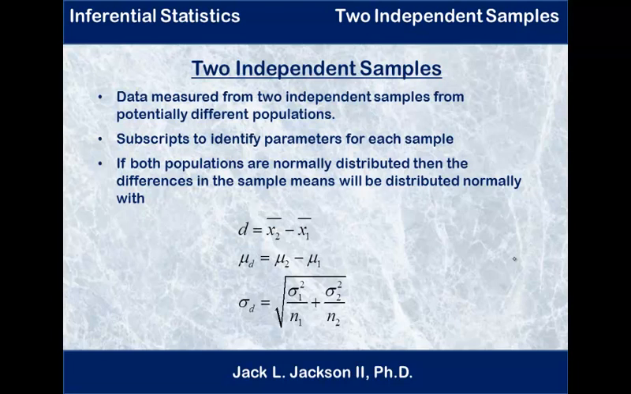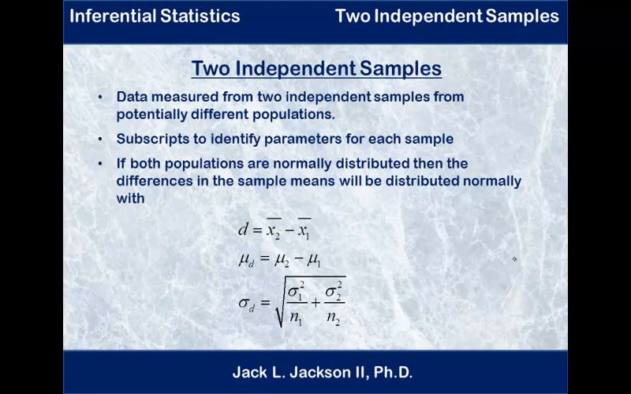So it turns out if both populations are normally distributed, then the difference in sample means will also be distributed normally. And so we'll call D the difference in those sample means. So D is, actually I'm going to do this, X bar 1 minus X bar 2. Okay? And mu of the differences is mu 1 minus mu 2.